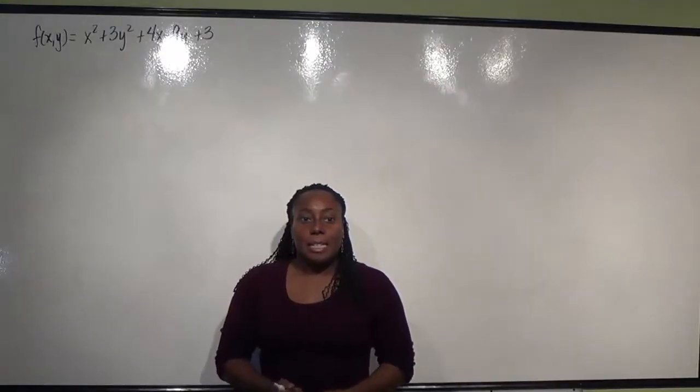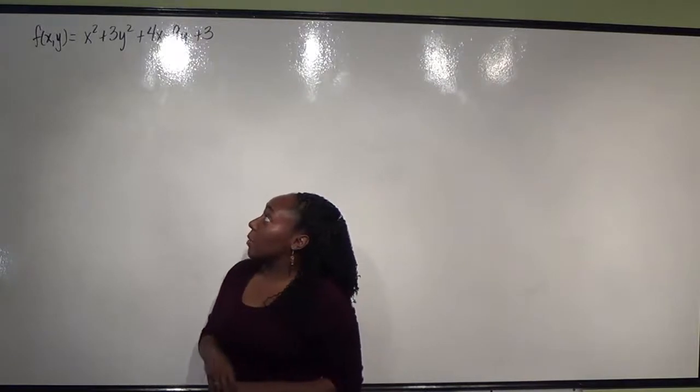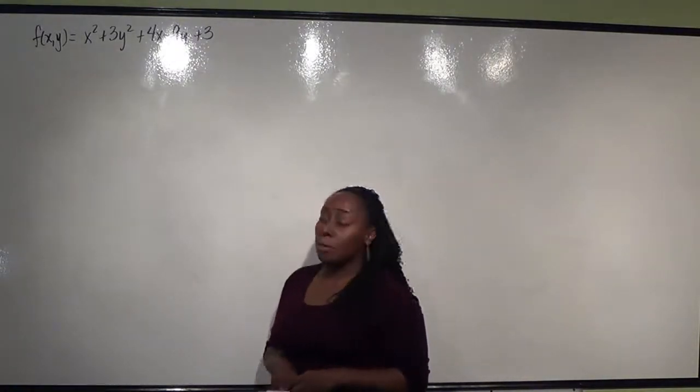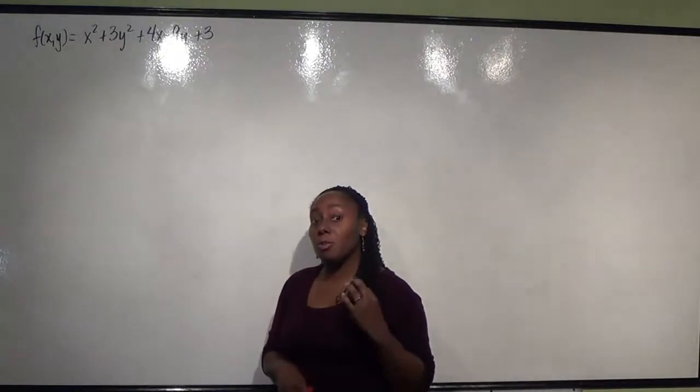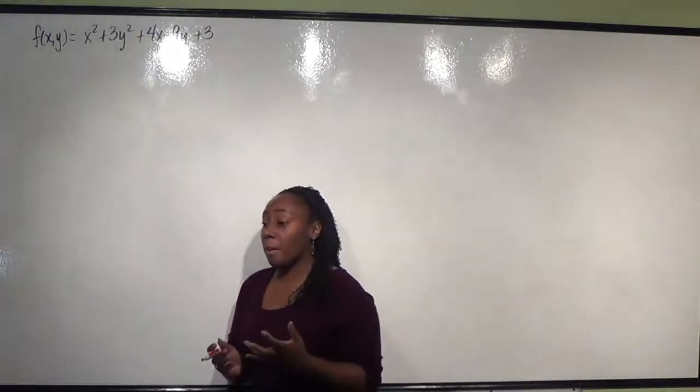Okay, so in this next example, we are going to look at f of x, y equaling x squared plus 3y squared plus 4x minus 9y plus 3. And we want to find the extrema and classify them, so tell what type they are.